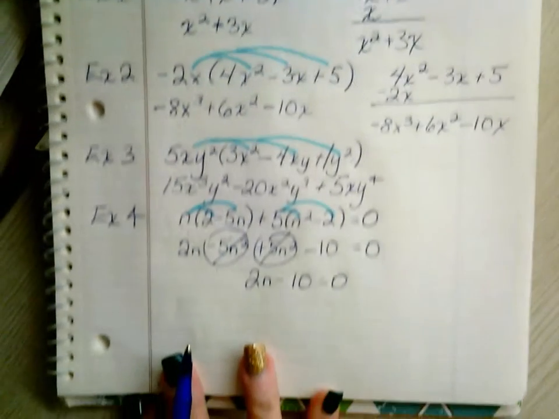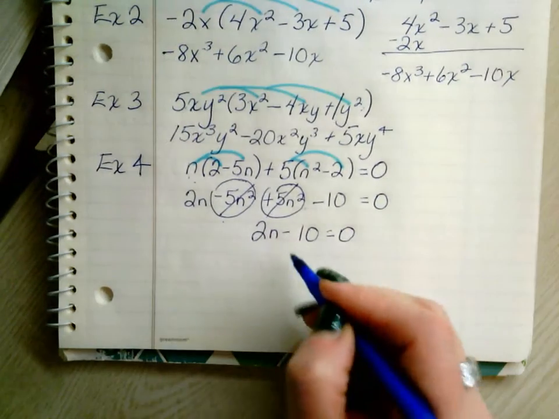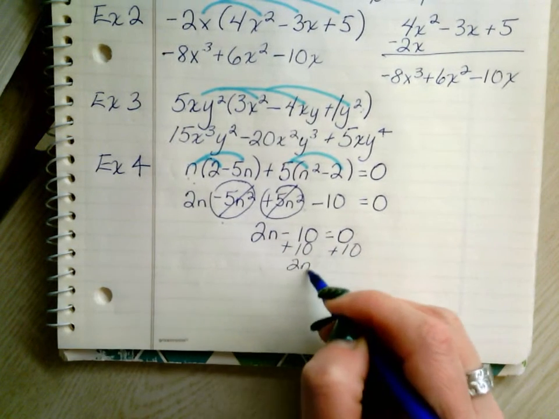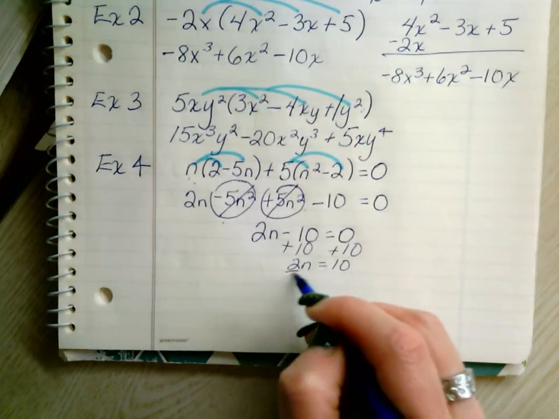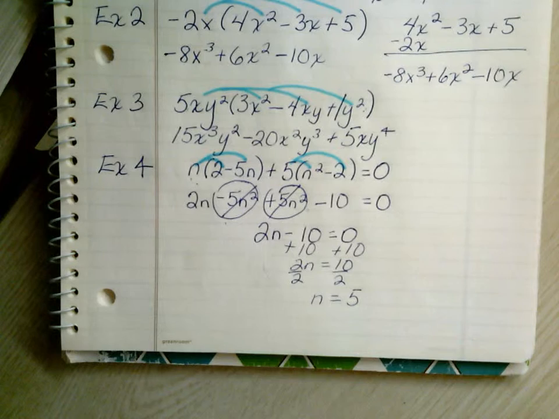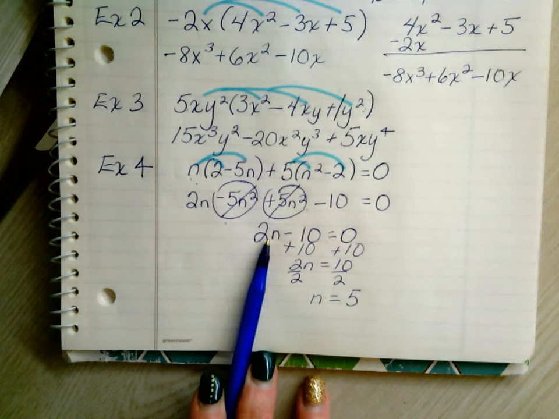We want to have variables on one side and numbers on another. So let's add 10 to the other side, which gives us 2n equals 10. Divide out the coefficients so that I have n by itself. Okay? This is just a bunch of extra work to get you to this spot.